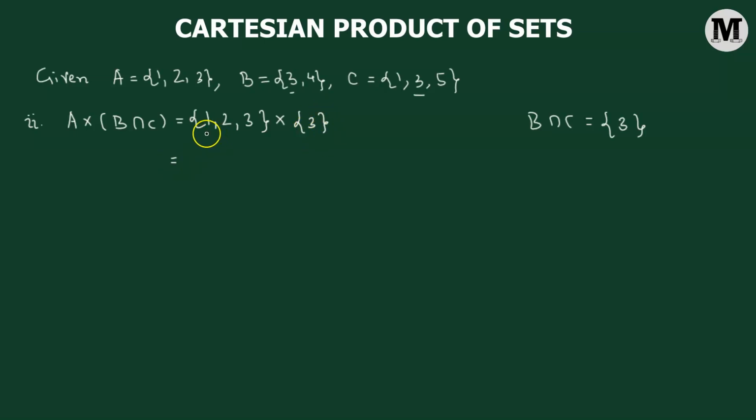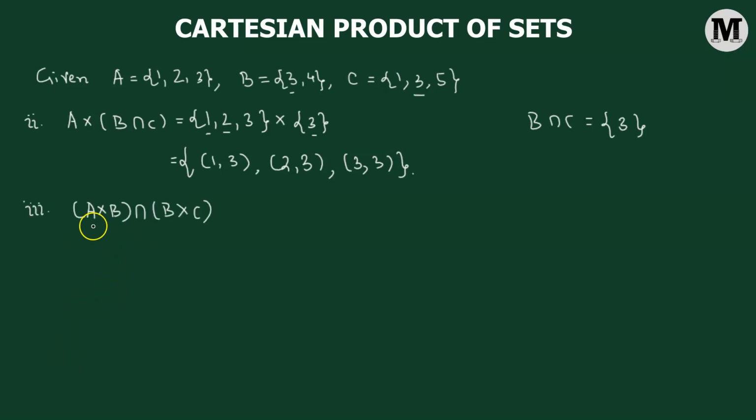Okay, now let's try to find out the Cartesian product of the set A containing the elements 1, 2 and 3 with the set B intersection C containing the element 3. Fine. So we're going to consider the first element of set A, which is 1, form an ordered pair with the element 3 of the set B intersection C. So that's going to give us 1, 3. Next, we're going to pick up the second element, which is 2, and form an ordered pair with the element 3 of the second set. And then finally, we have 3, 3. So this is going to be the Cartesian product of A and B intersection C. So let's go to the next problem.